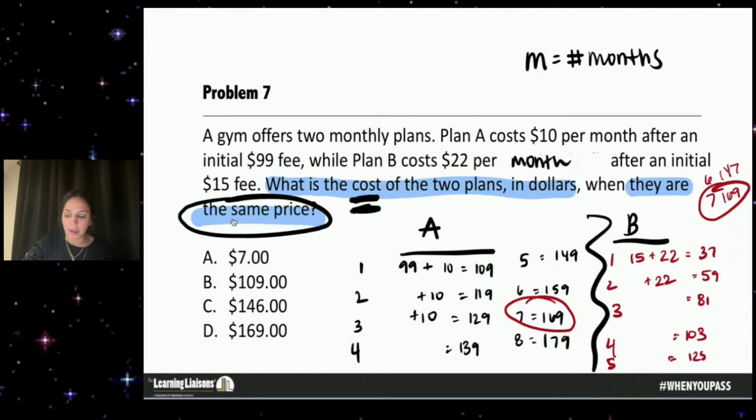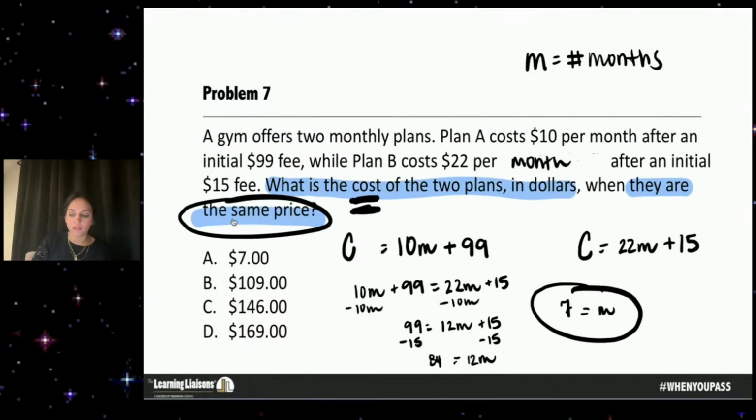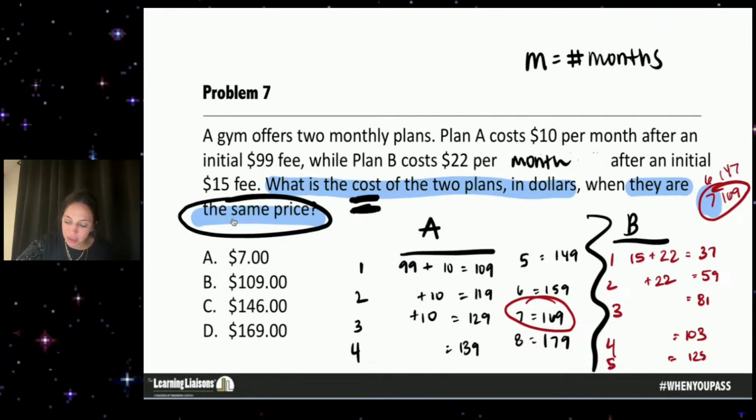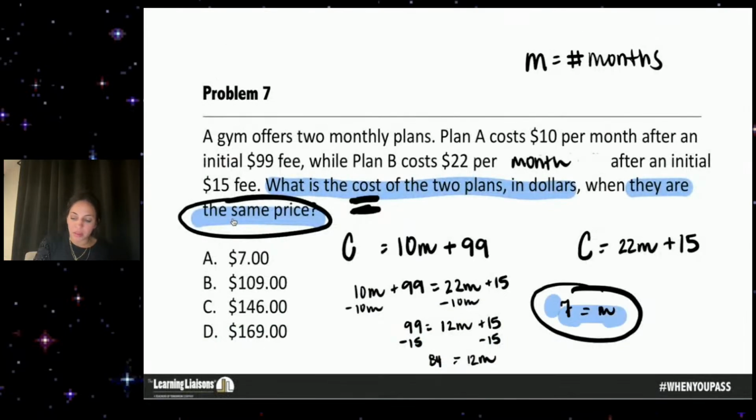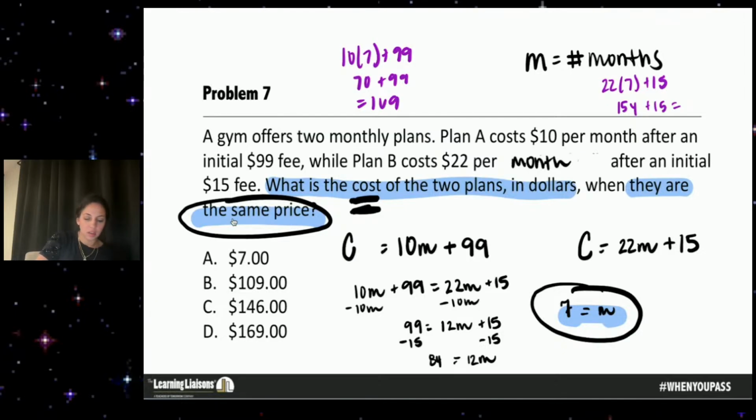Now, if I go back to my other slide, when I solved, they are the same at 7 months. Now, all I need to do is plug that back in. So 10 times 7 plus 99, 70 plus 99 equals 169. What if you chose to plug it into the other one? Let's watch. 22 times 7 plus 15. 22 times 7 is 154, plus 15 equals 169.